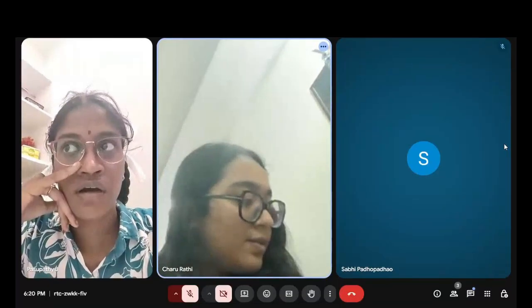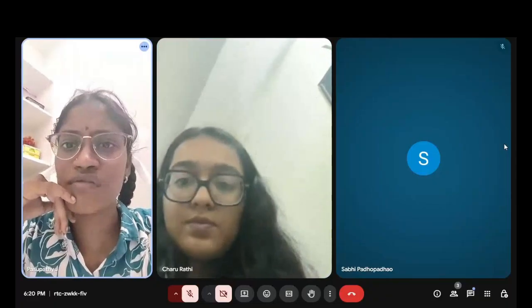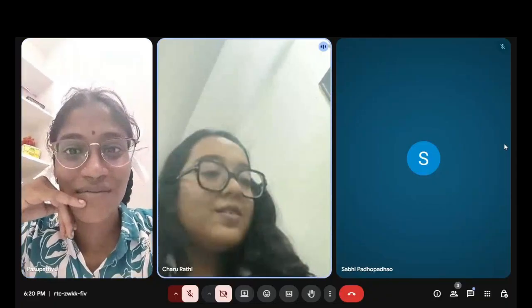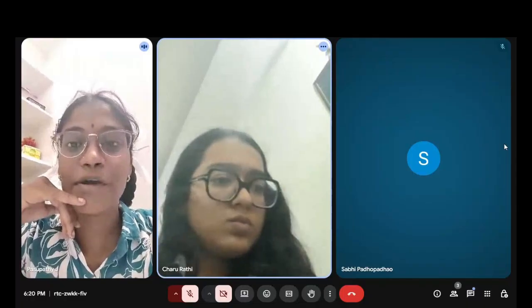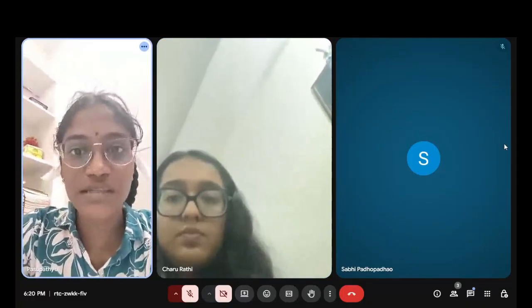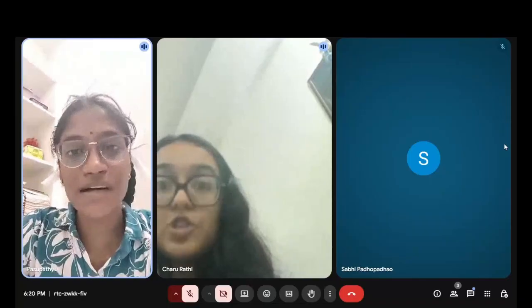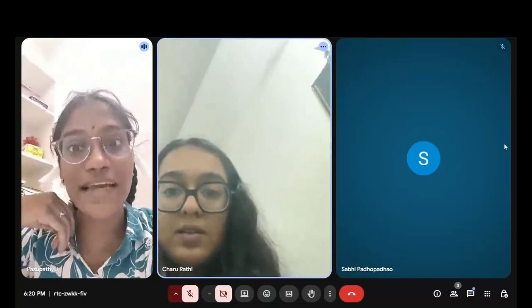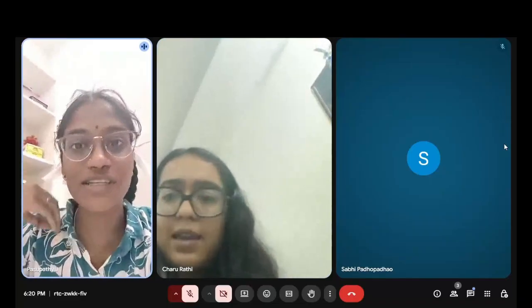Okay, now tell me which kind of mirror is used as a rear view mirror in our cars. Rear view mirror is a convex mirror. Okay, why so? Because it shows a virtual and erect image, so it will not disturb our body.